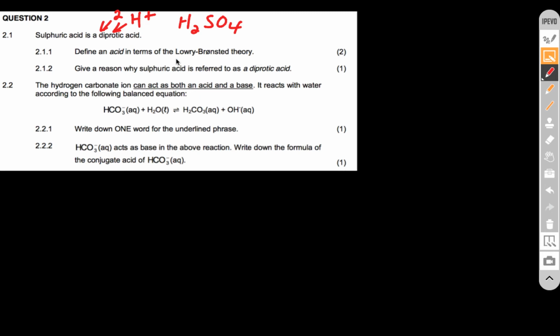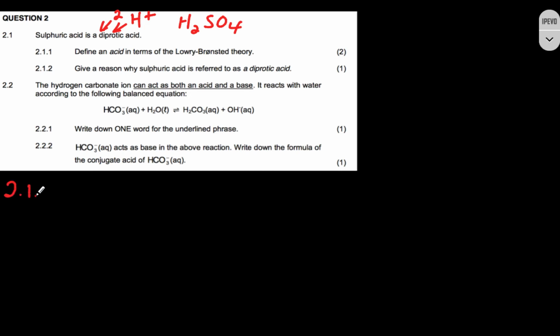Right, so obviously we know that there are 2 theories, the Lowry-Bronsted theory and then the Arrhenius theory. And 2.1, an acid is simply a proton donor. Sometimes some people would like to add in the presence of a base or something like that. And then according to Arrhenius, an acid is a substance that ionizes in water to produce protons. However, in this case, they ask for the Brønsted-Lowry definition.